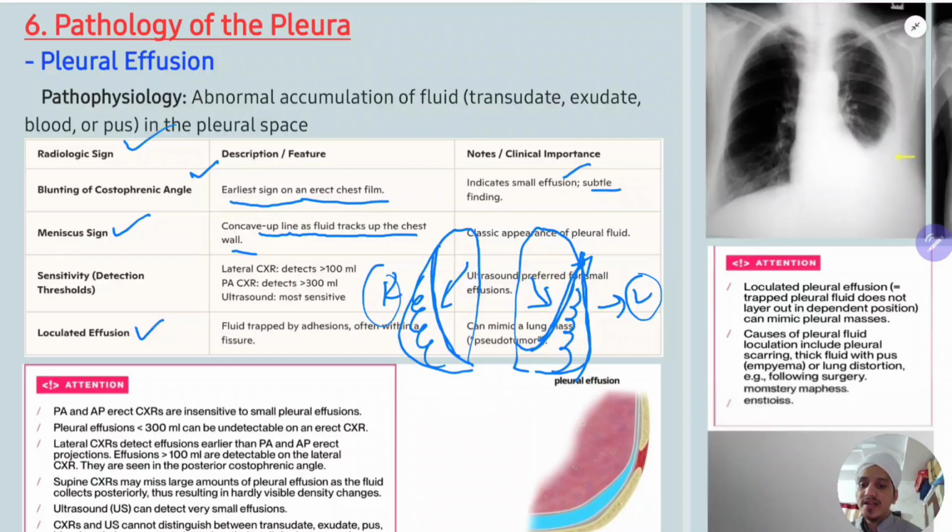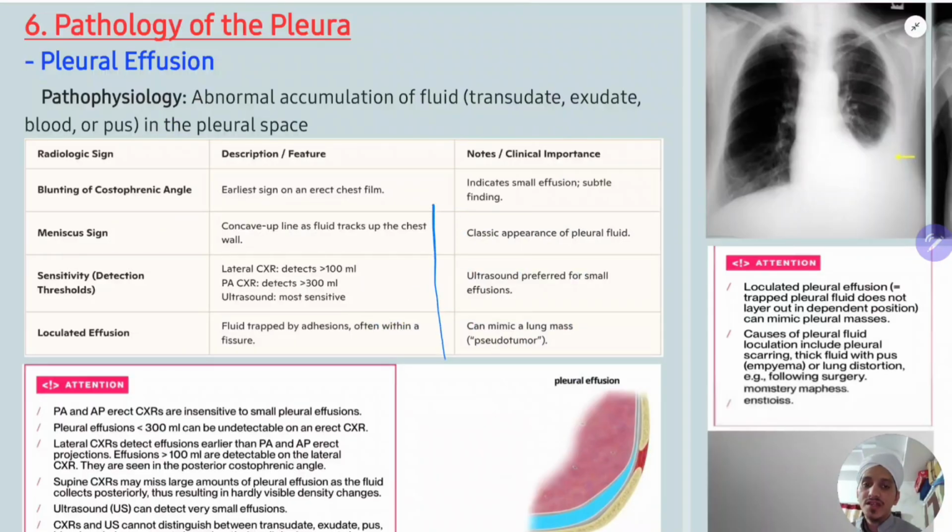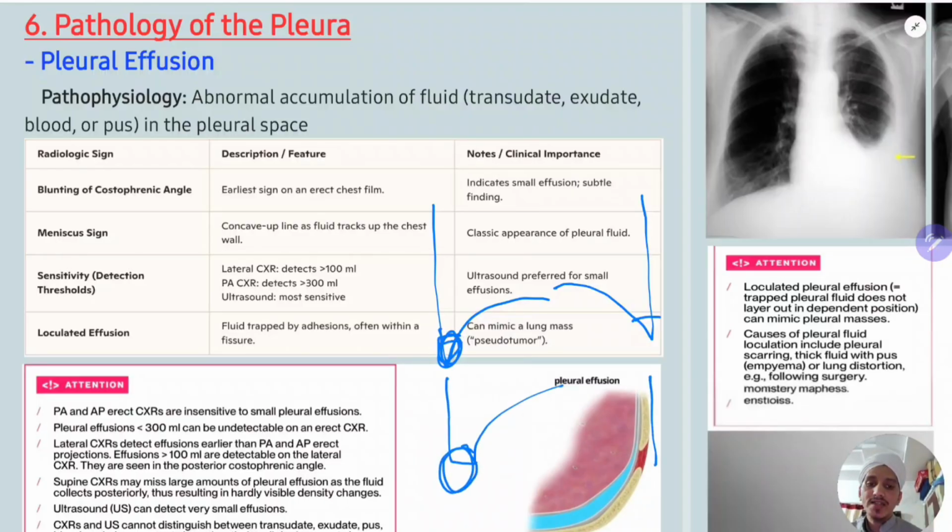And blunting of the costophrenic angle is when you see it like this. Normally this is a very sharp angle, and on the right side, these are sharp costophrenic angles. When these are blunted, you see it like this, which means some fluid is accumulated here and here. That is blunting of the costophrenic angle, and this is the first sign you see in pleural effusion.